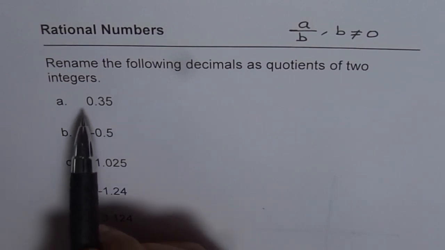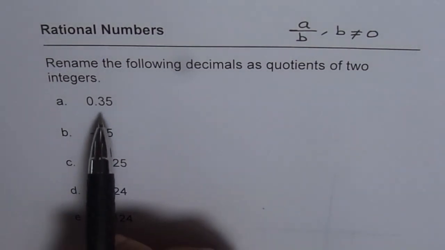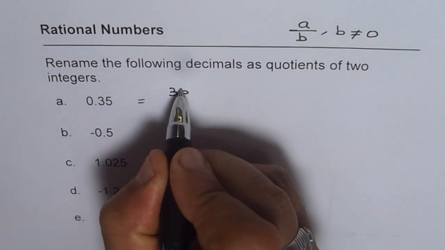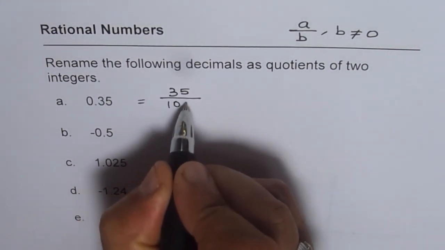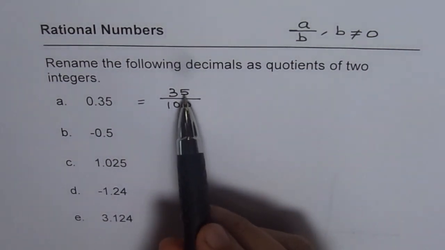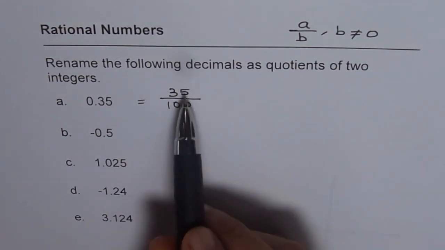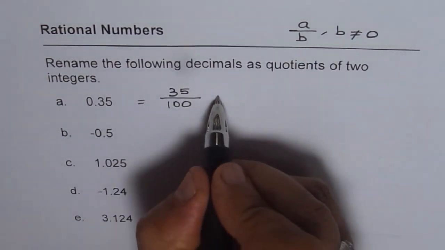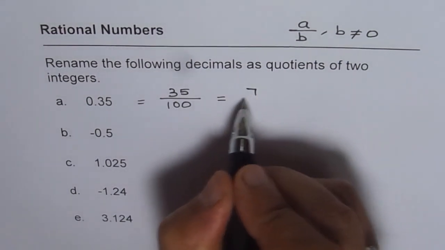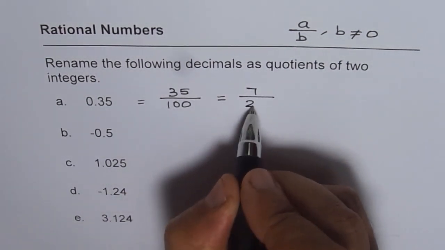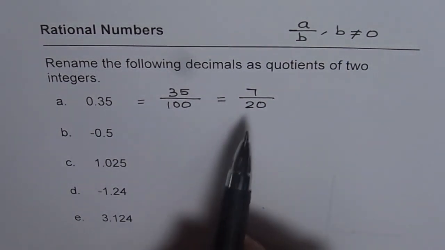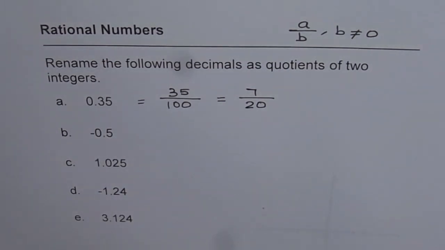Now the first one is 0.35. We can start by writing this as 35 over 100, right? Now that becomes a rational number. It is one integer divided by the other. You can always simplify it, right? So let's divide both numerator and denominator by 5. What do we get? We get 7 over 20. So 7 over 20 is another rational number which can represent 0.35, right?